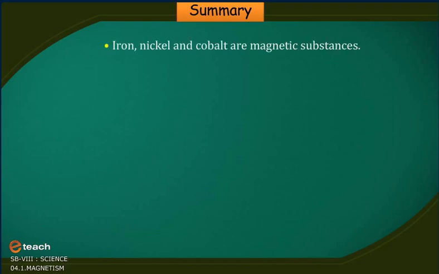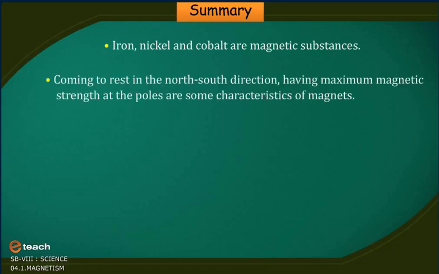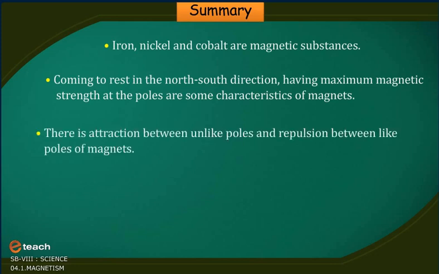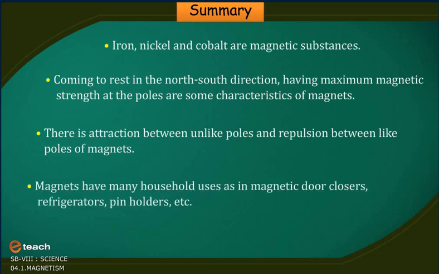Summary. Iron, nickel, and cobalt are magnetic substances. Coming to rest in the north-south direction and having maximum magnetic strength at the poles are some characteristics of magnets. There is attraction between unlike poles and repulsion between like poles of magnets. Magnets have many household uses, as in magnetic door closers, refrigerators, pen holders, etc.